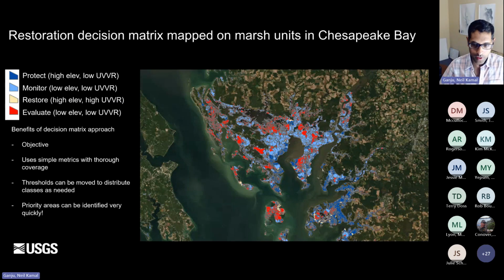Now, what's nice about this approach is you can map it on the landscape. So very simply, and these are all data that are published online on ScienceBase, you can take these marsh units and then you can just do a sorting and a clustering in ARC or whatever you use to look at those 4 classes. So here they are colored on the landscape. So again, dark blue is protect. Those are the ones that are intact.